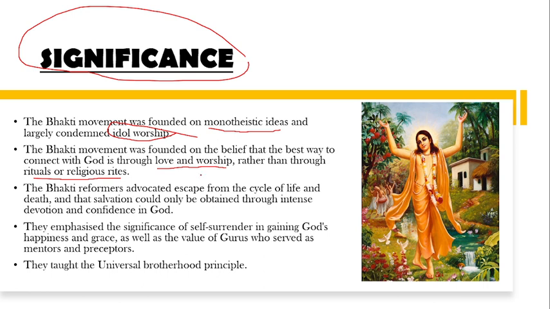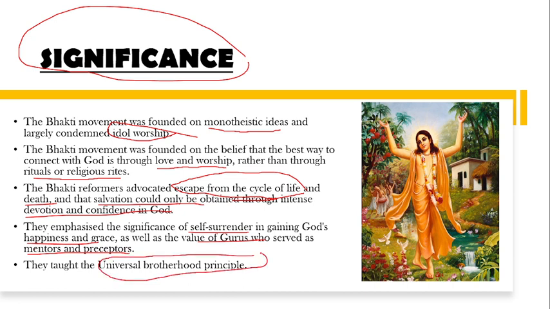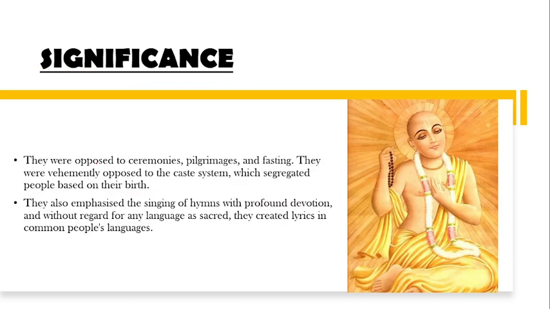The Bhakti reformers advocated escape from the cycle of life and death, and that salvation could only be obtained through intense devotion and confidence in God. They emphasized the significance of self-surrender in gaining God's happiness and grace, as well as the value of gurus who served as mentors and preceptors. They taught the universal brotherhood principle, or Vasudhaiva Kutumbakam. They were opposed to ceremonies, pilgrimages, and fasting.